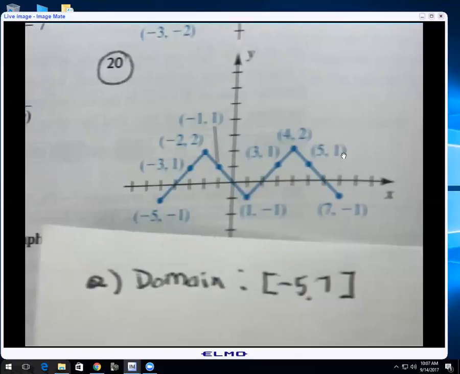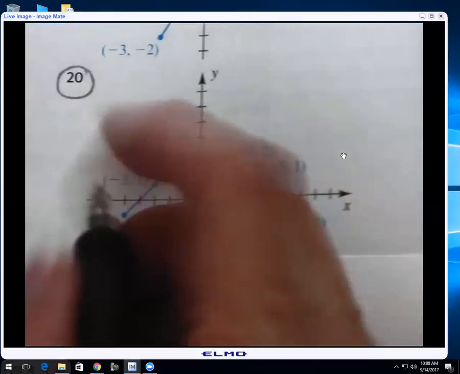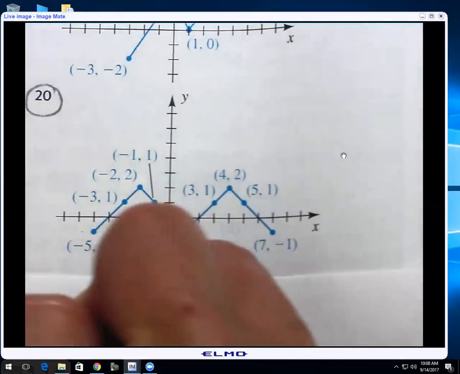I'm just saying, what's the leftmost x? -5. What's the rightmost x? +7. And there's a solid graph from -5 to 7. The domain is just the x values. Dylan, you were frowning too. Is that okay now? Yeah, I got you. Okay. All right.